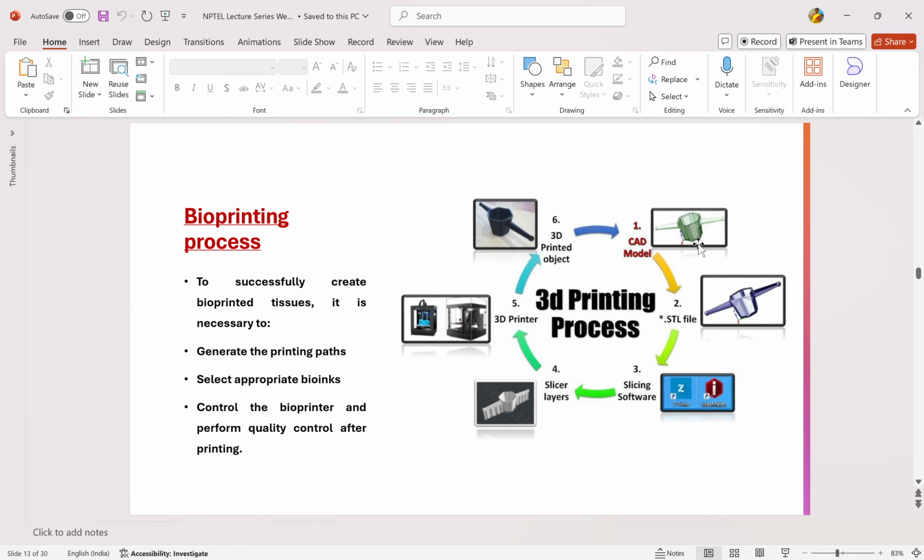You have to make a 3D model, save the STL file, then slice it using a slicing software. You will get sliced layers. Then you will be using a bio ink. You have to decide what kind of bio ink you will be using. Different kinds of bio inks are available depending on your application, depending on the organ you are printing. You will use the bio ink, and then you will get your 3D printed organ.